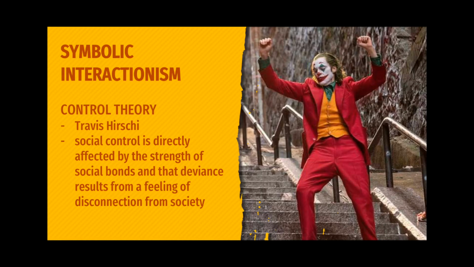Okay? Next, we have control theory, by Travis Hirschi, and he argued that social control is directly affected by the strength of social bonds, and that deviance results from a feeling of disconnection from society. So usually when you hear stories about villains like Joker, or serial killers, one of the things that is common to some of them is that they lack the sense of belongingness in a community or in society, and therefore their meanings about society and their social meanings about reality also change, and this can cause them to have lesser impulses to do the correct thing.